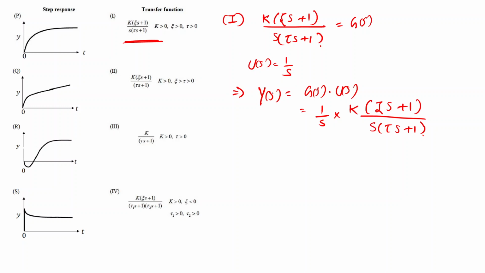One of the more complicated methods to find the response is to take the inverse of this equation, and then we will have the relation between y and time, and then we can match which of the following options is matching. The other approach is to find the initial value and final value of all of these transfer functions and then compare the values. Since in each of these plots you can see that the final value is differing and initial value is also differing.